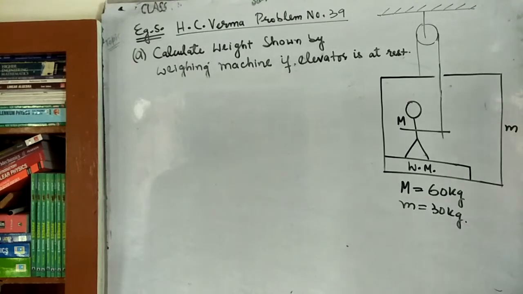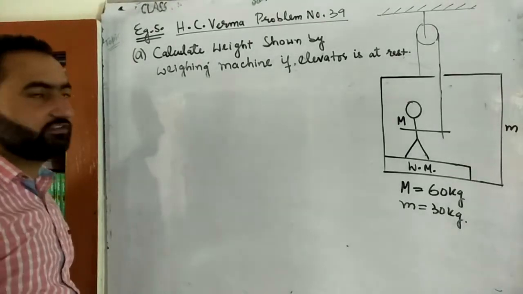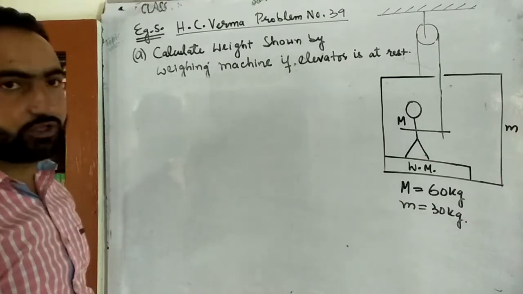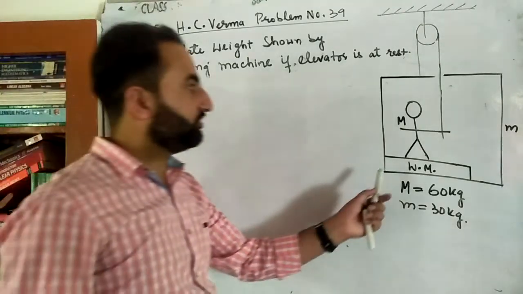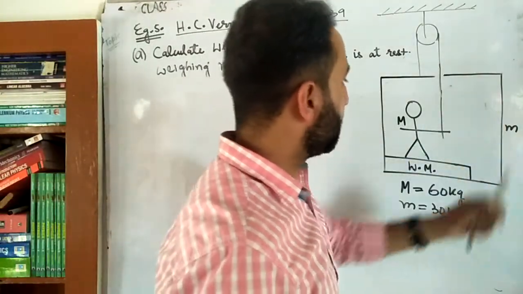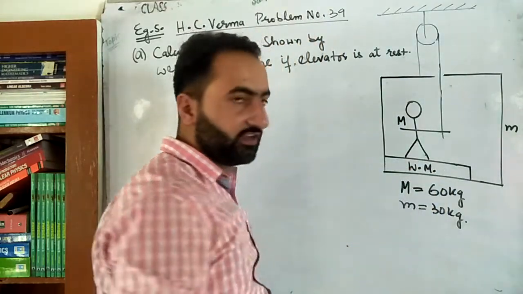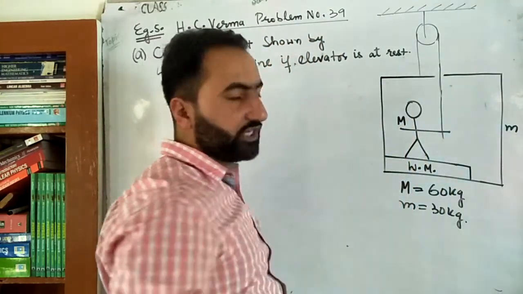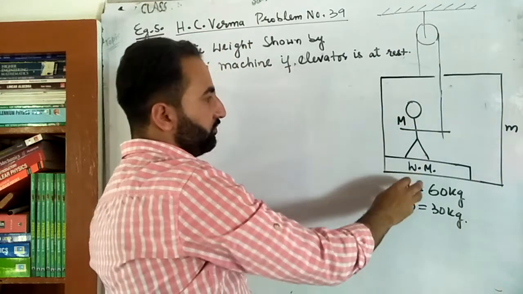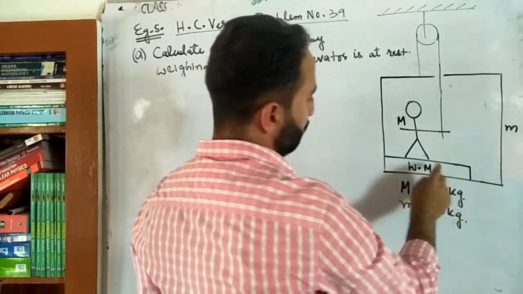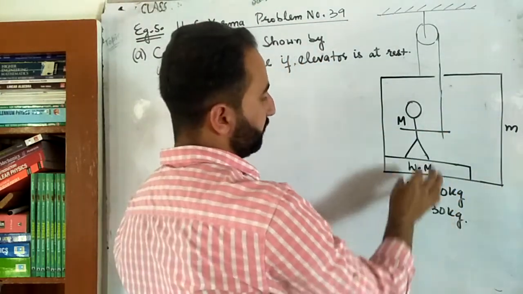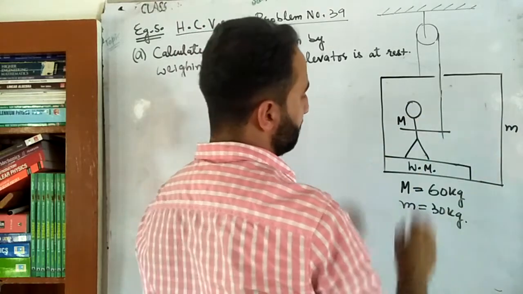Okay, last question based on the panther problem. It's an S Verma example, problem number 39. Now the question is like this. A similar question: this is a person of mass capital M, this is an elevator of mass small m, and there's a weighing machine inside, and the person is sitting on the weighing machine. It is given that the weighing machine is massless. Capital M is 60 kg. Small m is equal to 30 kg.